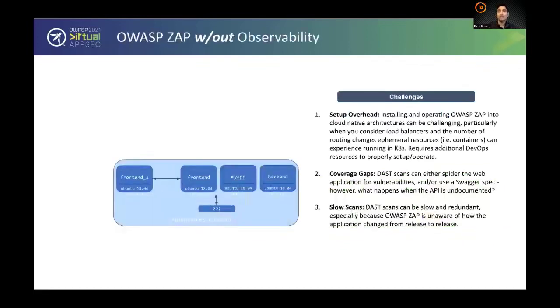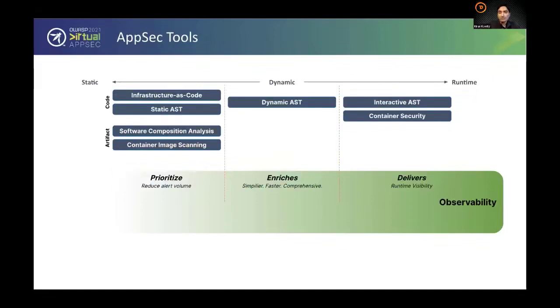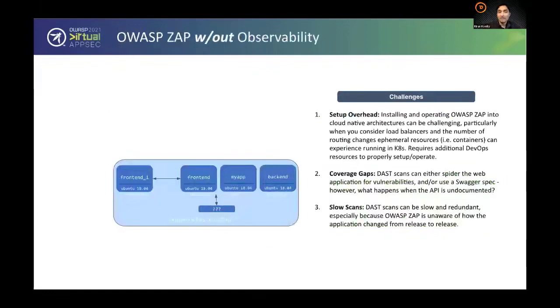Now let's double click into the middle part of this slide, which is, let's focus on how observability can enrich DAST. DAST and observability is one of those marriages where 1 + 1 is greater than 2. Let's take an example of a cloud native application. In this case, I'm talking about a Kubernetes application. So you have an app, 4 services, and those 4 services are running in a Kubernetes cluster, right?